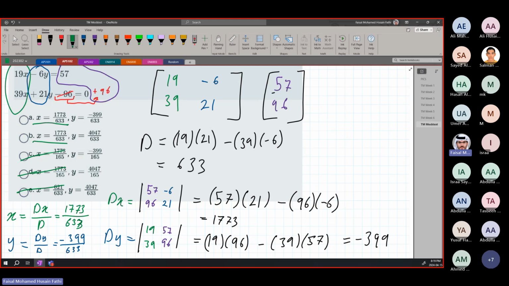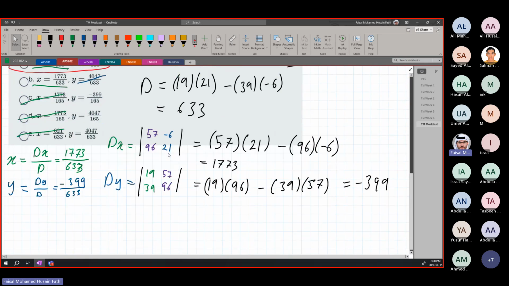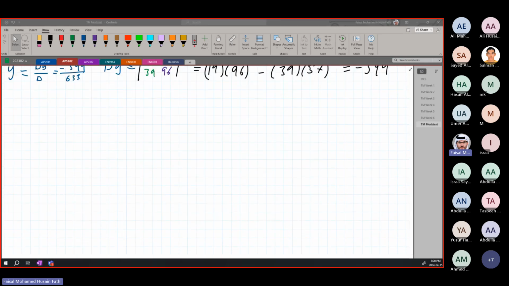Let's look at our y value. Our y value is negative 399 over 633. So this is wrong, and it doesn't matter, the remaining are wrong. So your answer is going to be A. All right, this is how you just do Cramer's rule. I went through this very clearly in the session for matrices.